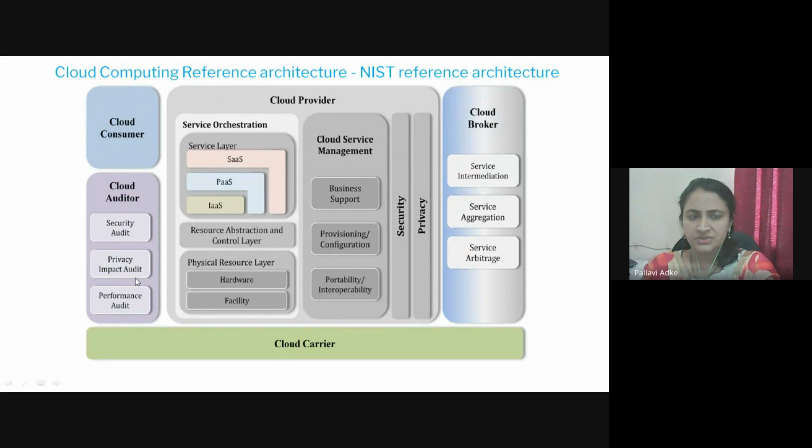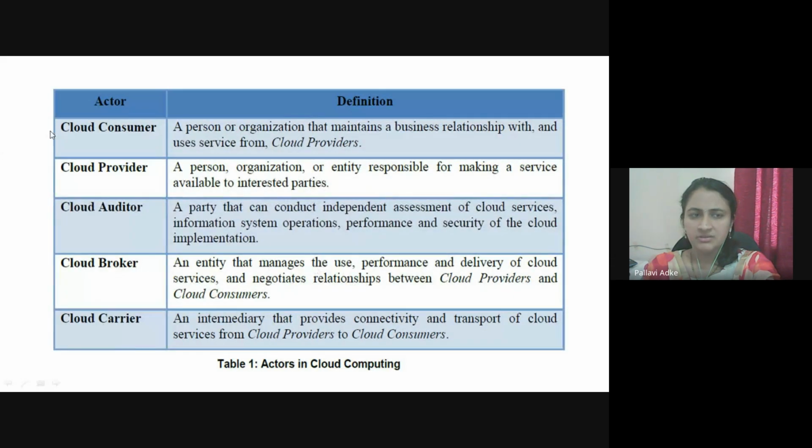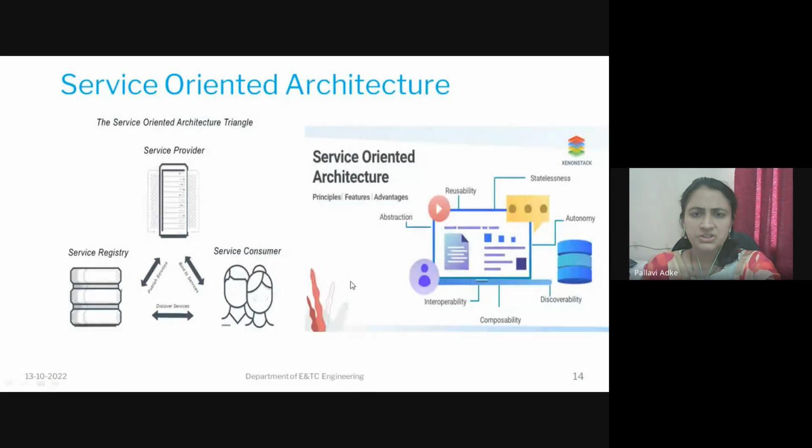Cloud consumer is there, cloud auditor is there, cloud provider is there, and cloud broker is there. These things we have seen already. What are these concepts? Cloud consumer means what? Cloud provider means what? Okay, just go through these points we have seen.